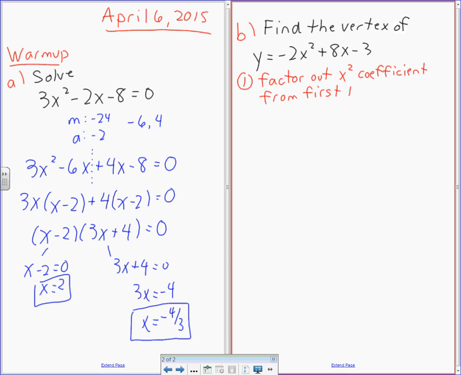Now, you don't write this down here unless you're with people that weren't here on Thursday. Okay? Because remember, we're looking to get into vertex form. All right? Megan, what are we going to factor out? What's the number we're going to factor out, please?